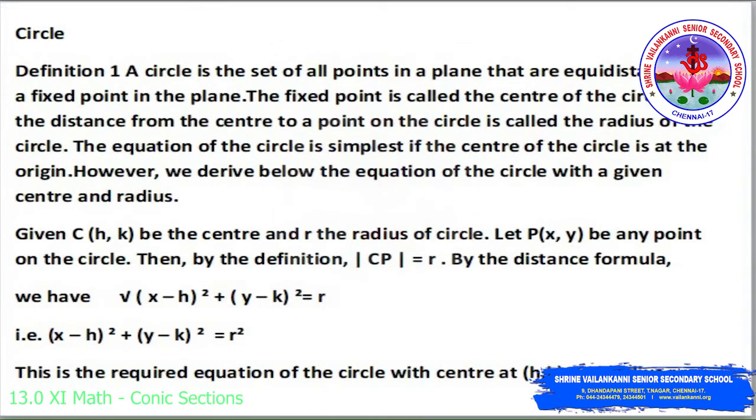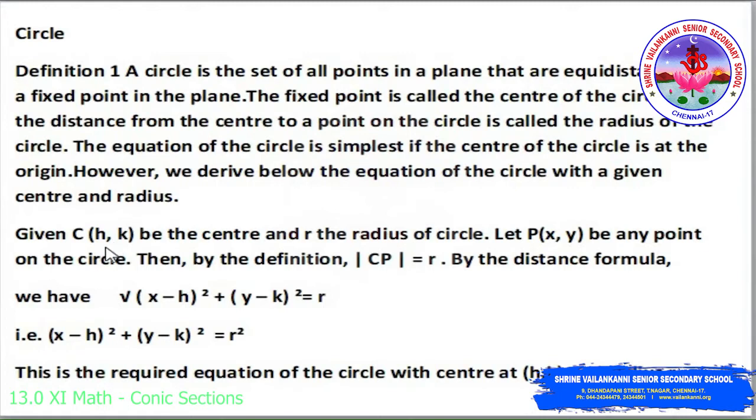So in the first section, we are going to see about the circle. A circle is a set of all points in a plane that are equidistant from a fixed point in the plane. The fixed point is called the center of the circle, and the distance from the center to a point on the circle is called the radius of the circle. The equation of the circle is simplest if the center of the circle is at the origin. However, we derive below the equation of the circle with a given center and radius.